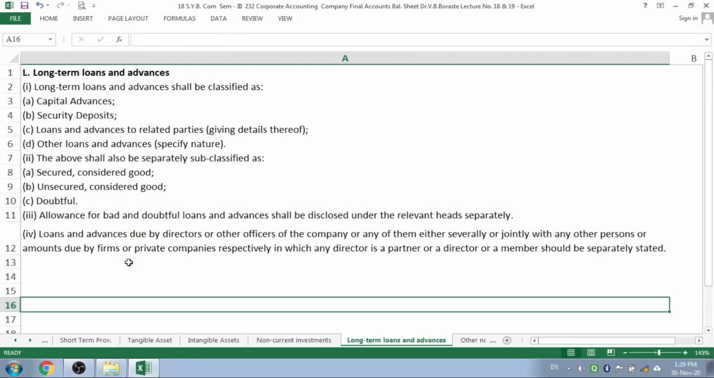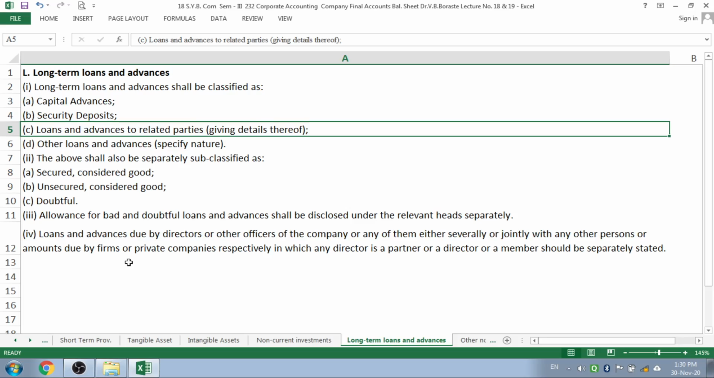After that, the part of balance sheet on the asset side is long-term loans and advances, where we have to classify it as capital advances, security deposits, loans and advances to related parties, giving details thereof. Other loans and advances, of which we have to specify the nature. The above shall also be separately subclassified as secured considered good, unsecured considered good, and doubtful. Allowances for bad and doubtful debts and loans and advances shall be disclosed over here.